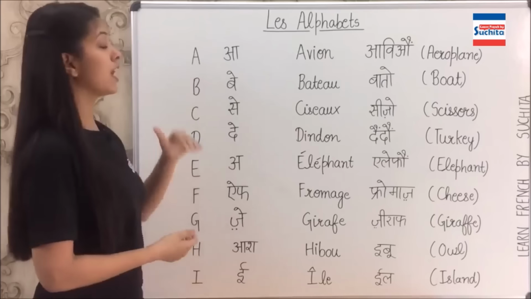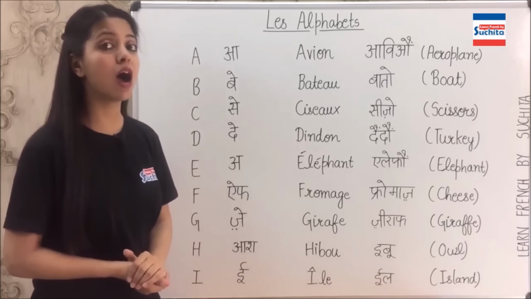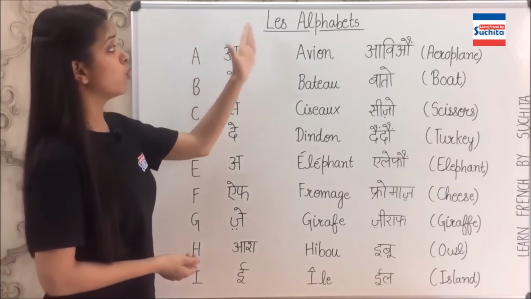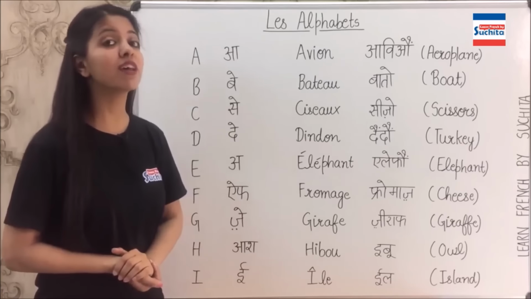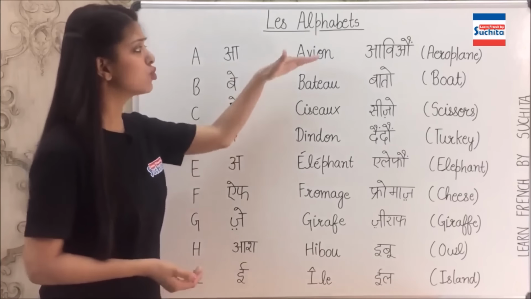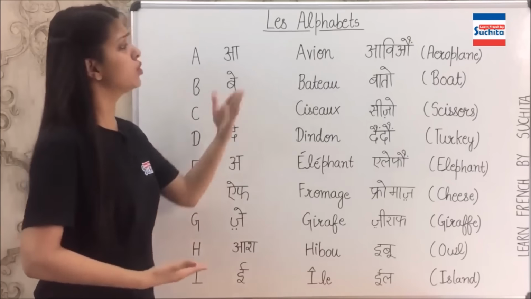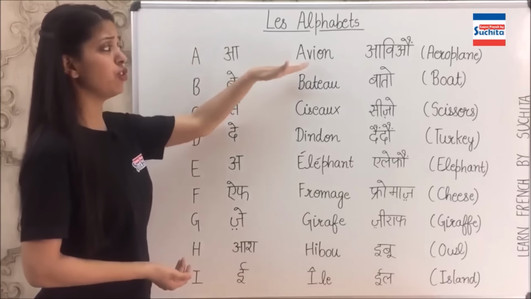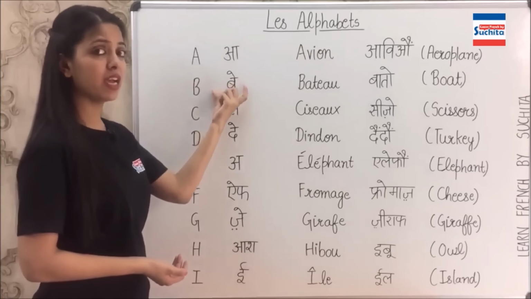So, let's start with A. What do we call A in French? That is A. Now, a word starting with A is avion. The word is avion, which means aeroplane. This is just one word that I have suggested. If you know any other word, you can also write that. Okay, so avion, aeroplane.